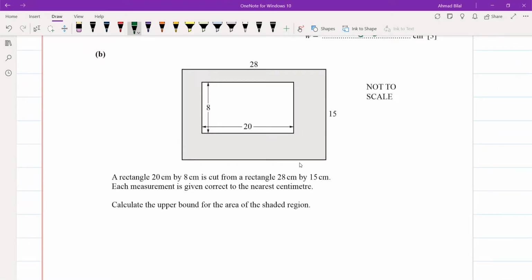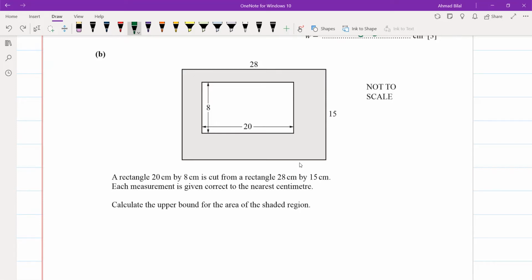So we have this rectangle that's 20 centimeter by 8 centimeter. It's cut from a rectangle that is 28 centimeters by 15 centimeters. So एक बड़ा rectangle है, उसके अंदर से आपने एक छोटा rectangle cut out कर लिया. Okay, now calculate the upper bound for the area of the shaded region.